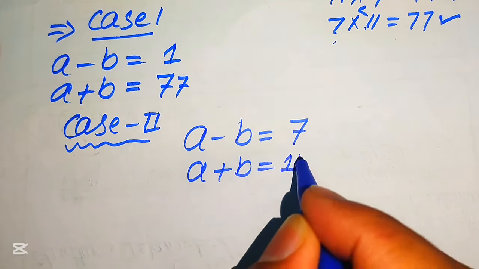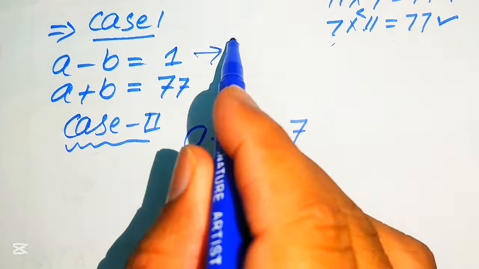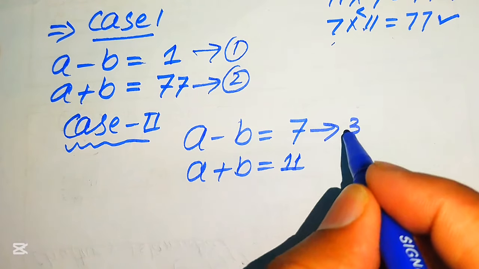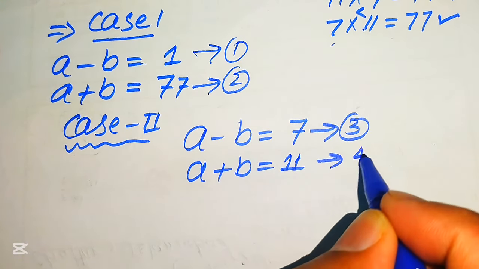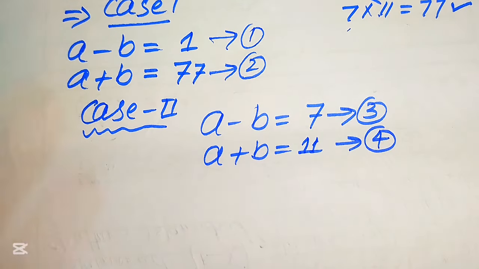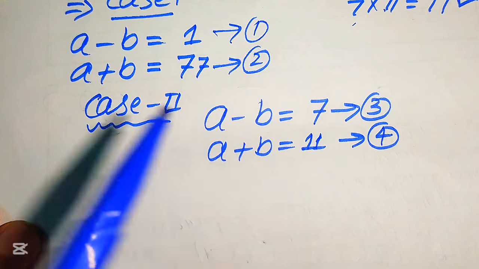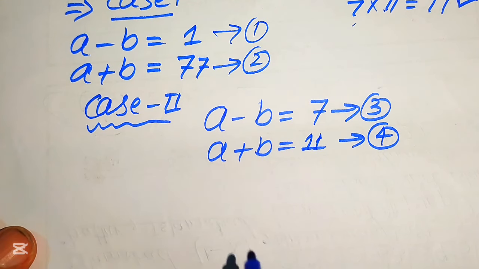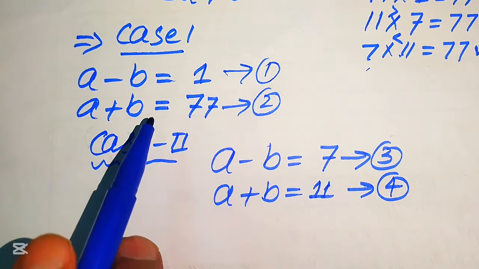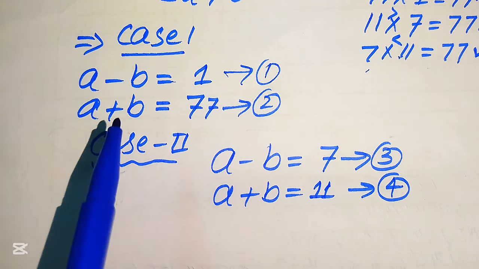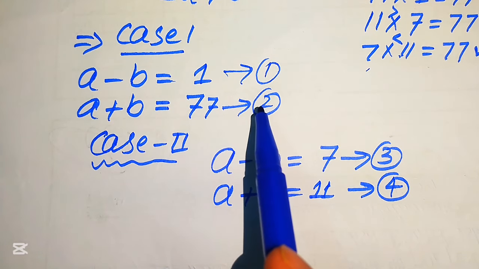Here we call this our equation number 1, this is our equation number 2, this is our equation number 3, and this is our equation number 4. So here we get positive integer values of a and b from these two cases or these four equations. Now first we need to focus on case number 1. So first we solve our case number 1 and we get the values of a and b. So here you have equations number 1 and 2.